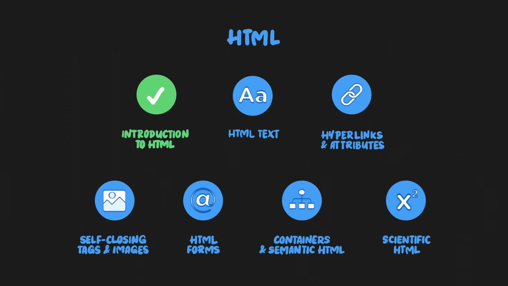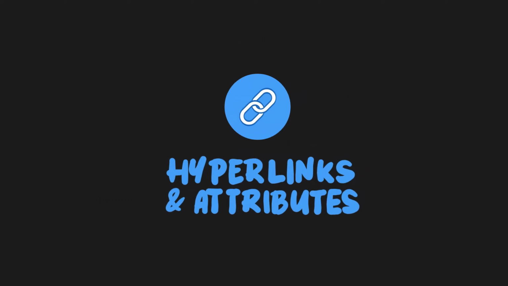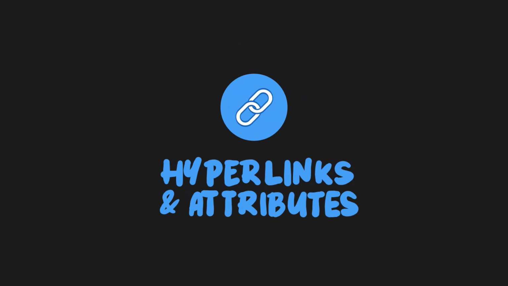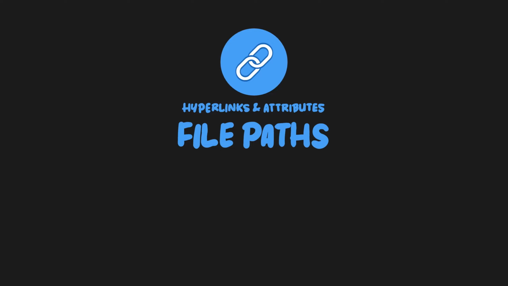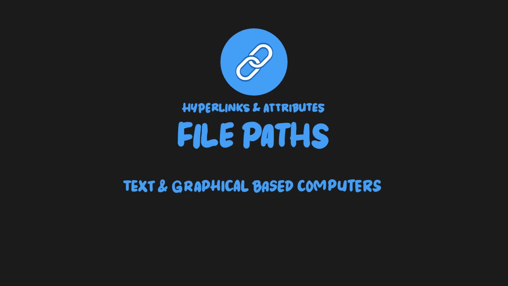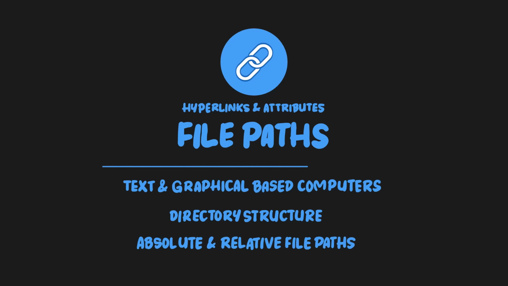Great work! We've now finished the HTML text section of the course. It's now time to learn about hyperlinks and attributes. We'll first take a deep dive into the concept of file paths, which is used throughout web development, and then we'll learn about HTML attributes so we can construct the all-important hyperlink, an HTML element that powers the World Wide Web. Let's begin by understanding how to reference and navigate files within your projects using file paths. We will be discussing text and graphical-based computers, directory structure, and absolute and relative file paths.